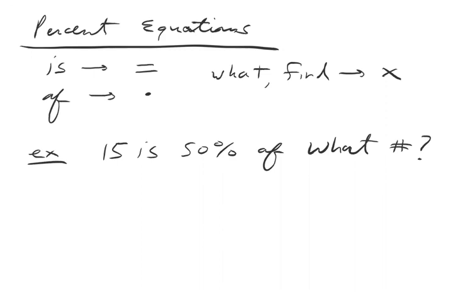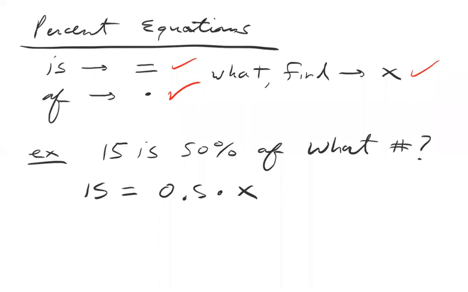Write down the 15. "Is" means equal, following the cues up above. 50%: whenever I write the percent in the equation, I want to write it as a decimal. So 50% written as a decimal is 0.50 or 0.5. "Of" means times, looking at the cue right here. And then "what number"? Well, that's the x.